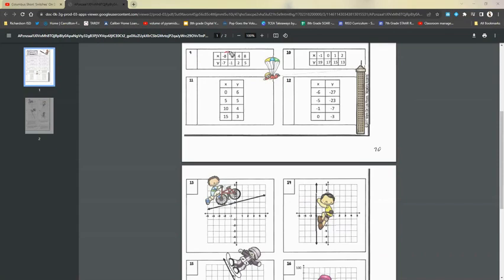Here, negative 8 to 0 is 8. And then this is 4. And this is also 4. This one is going to be 6. This is 3. And this is also 3. So if I look, 3, that's my change in y. And 4 is my change in x. My slope is going to be 3/4.